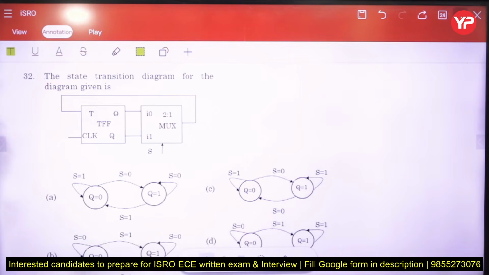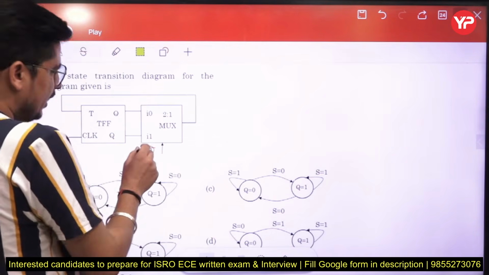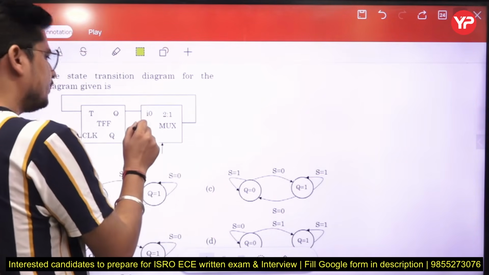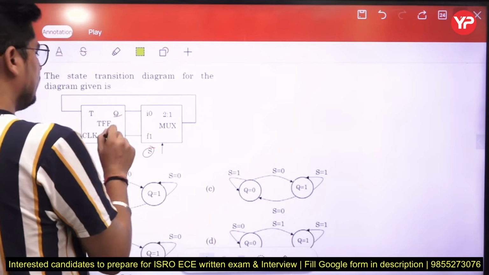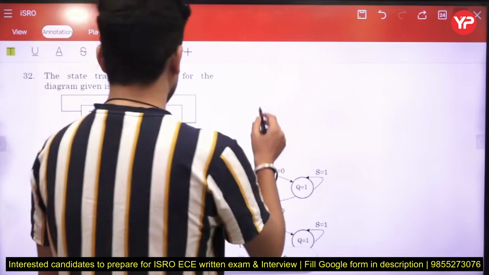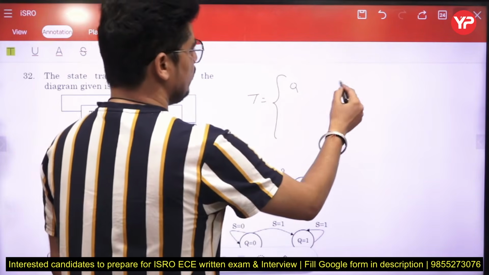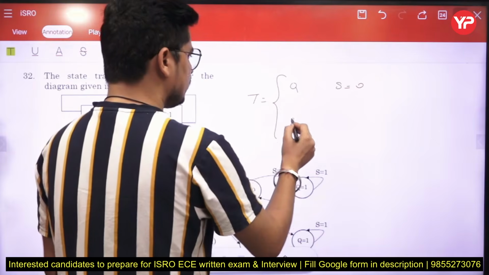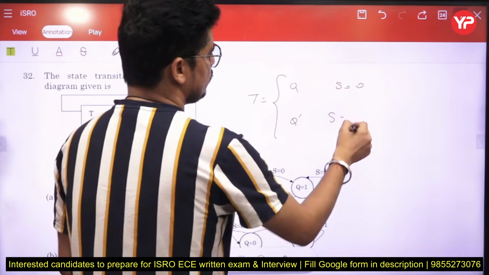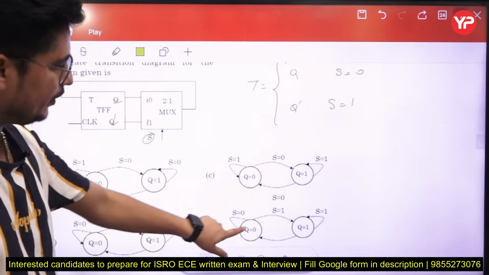So first thing, what we'll observe here, on the basis of this S value, it will select one of the Q or Q dash, this is Q dash here, and that will be connected to this input. So what we can say, that T is equals to Q when your S is 0, and T is equals to Q dash when your S is 1. Right.